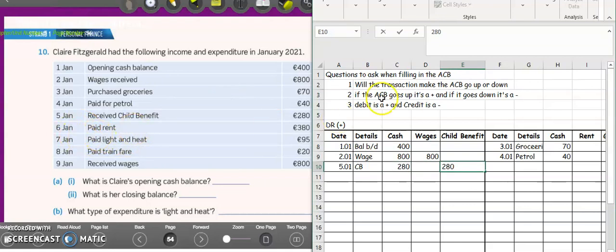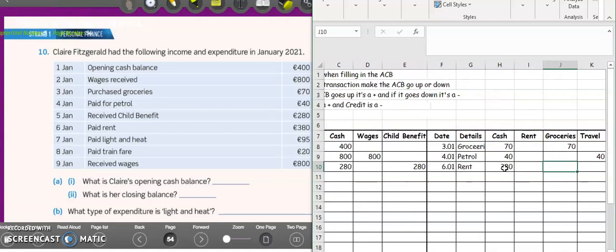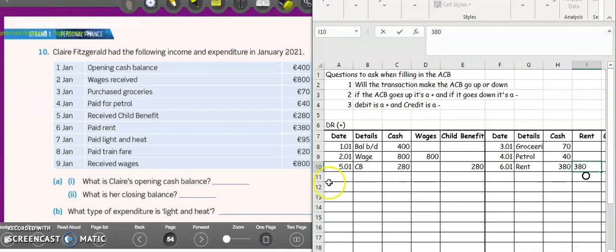Next, paid rent. So will this transaction make the analyzed cash book go up or go down? If we paid something, it's coming out of our analyzed cash book, so it's going to go down. If it's down, it's minus, so it goes on the credit side. So we paid rent, 6th of the 1st, rent, 380 in cash, and then 380 in the rent column as well.